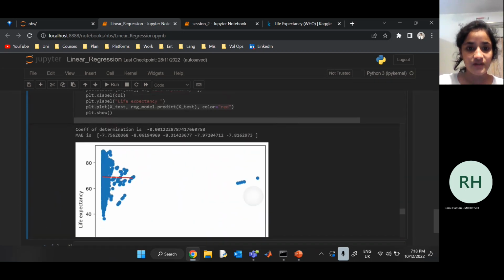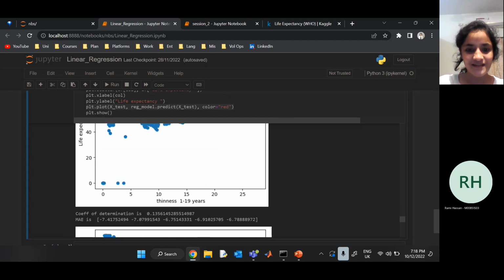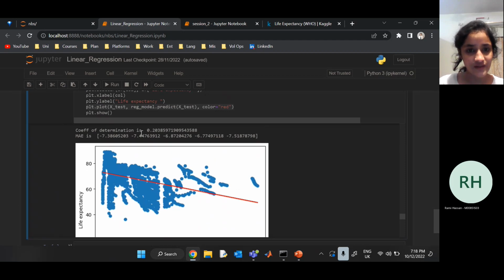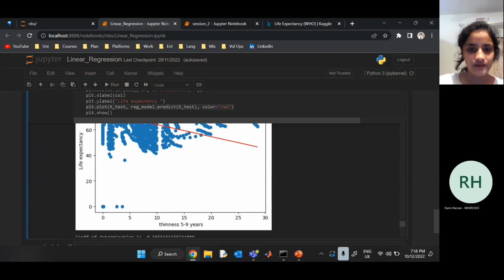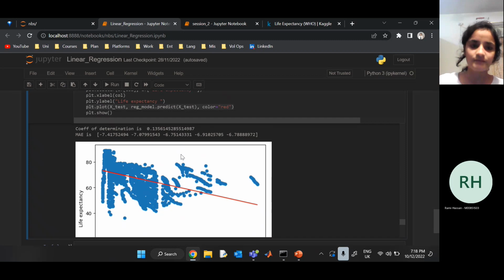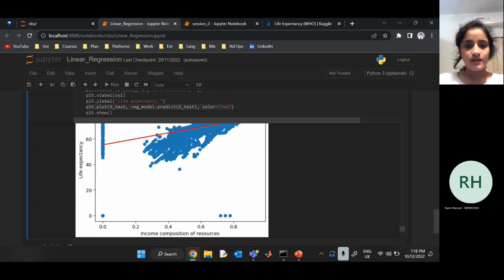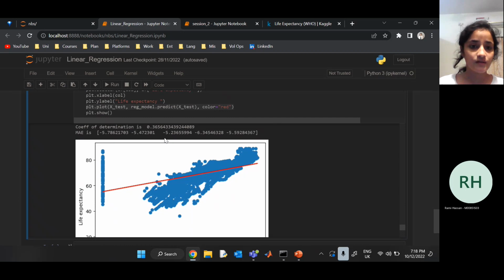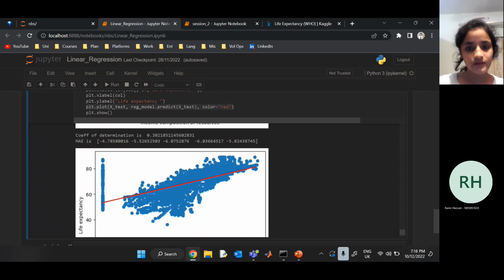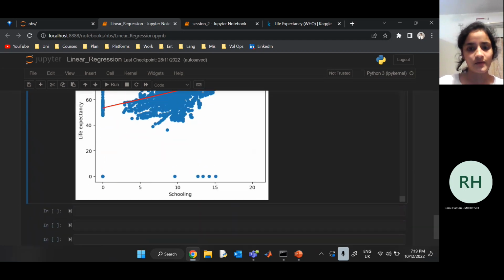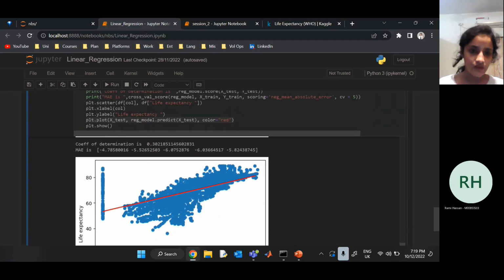Then nothing much over here. It's horrible, actually. It's negative. Then this is thinness with a negative slope. There is a correlation of 0.2. And then another thinness with a different age range, 0.13. Then income, very clear linear relation. It shows a correlation of 0.36, pretty decent, and errors are a little down now, around 5. Another pretty linear one, the last plot we have. Our correlation is 0.3 and errors are around 4 to 5.